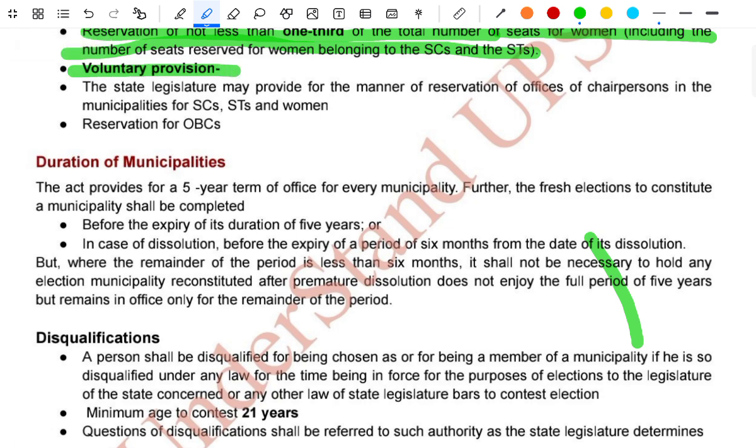The voluntary provision. The state legislature may provide for the manner of reservation of offices of chairpersons in the municipalities for the SCs, STs and women. The reservation for the OBCs.